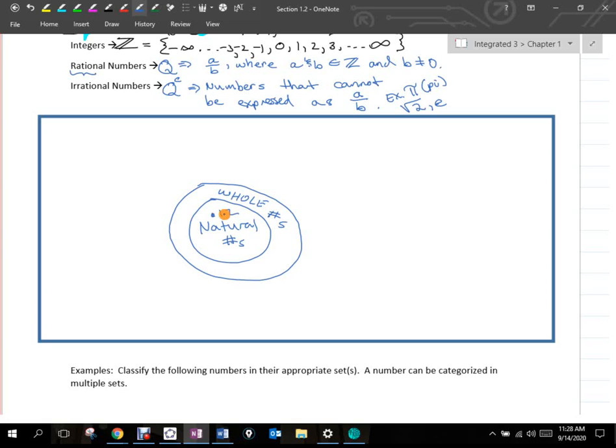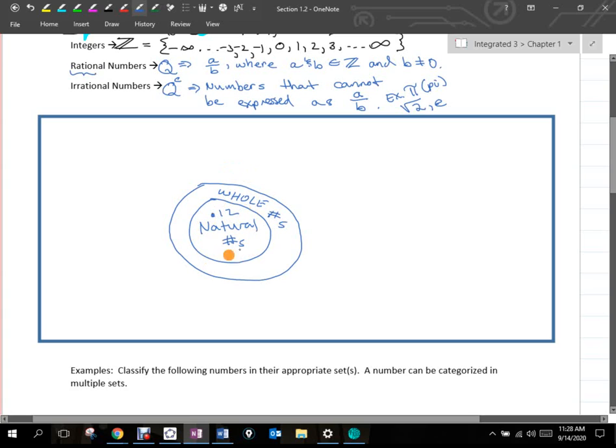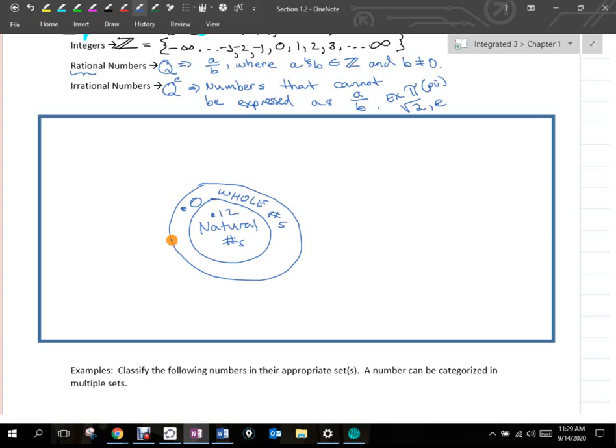What about 0? Should 0 go in this natural number list? No. So 0 would maybe be right there. So 0 is a whole number, but it's not a natural number. Does that make sense?